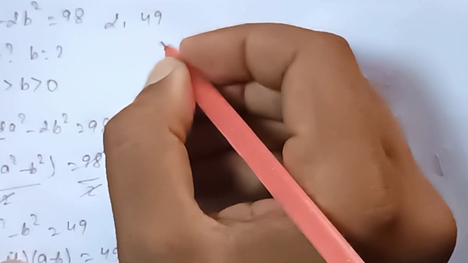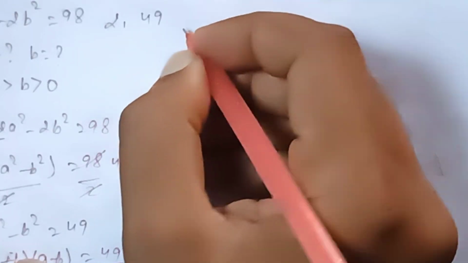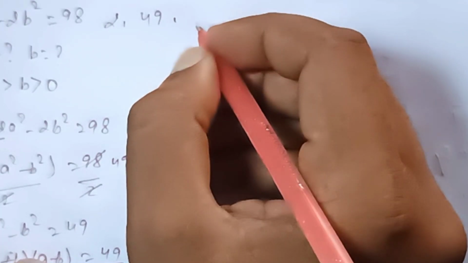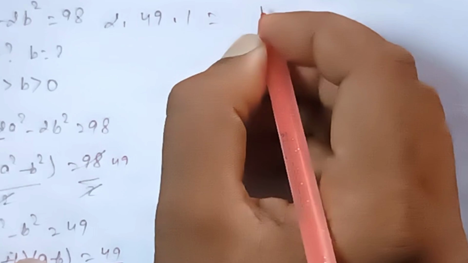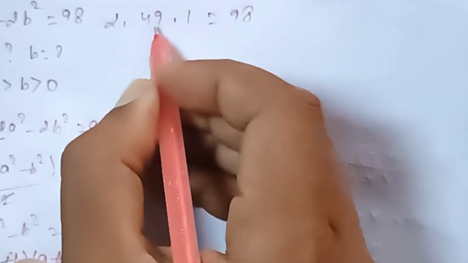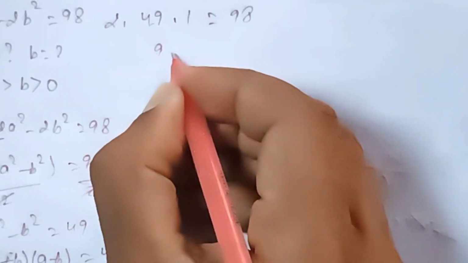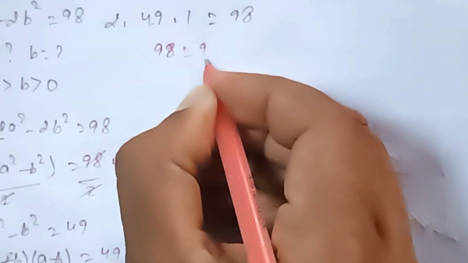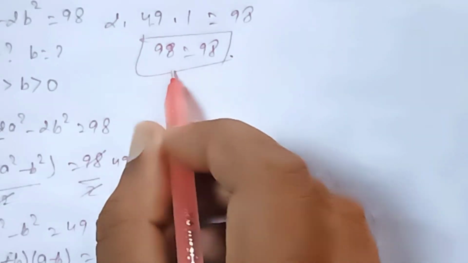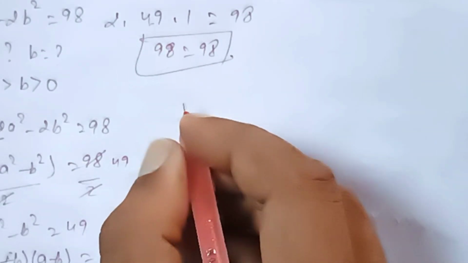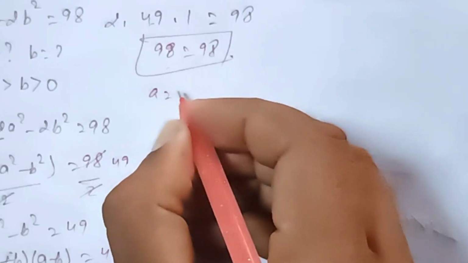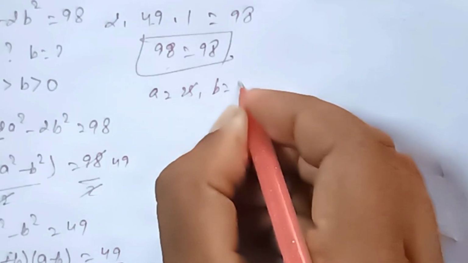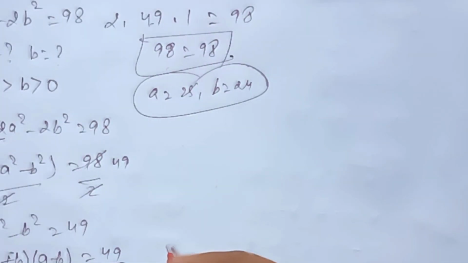2 into bracket open, again open, 25 plus 24 bracket close into 25 minus 24 bracket close is equal to 98. After that, 2 into 49, that is 25 plus 24, into 1, that is 25 minus 24, is equal to 98. 49 into 2, 98 is equal to 98. LHS and RHS are both equal, so the value of a is equal to 25, b is equal to 24, and they are correct for this solution.